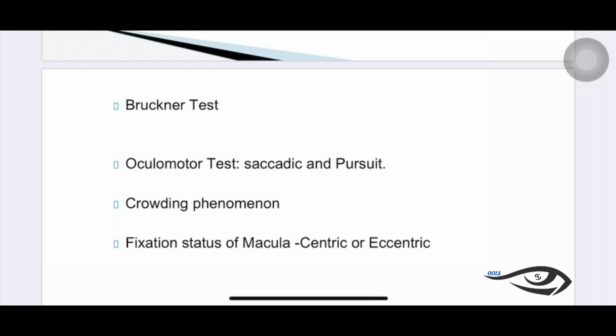Then you have to check fixation status of the macula, whether it's a centric fixation or an eccentric fixation. With that, you have to check whether it is steady or unsteady.